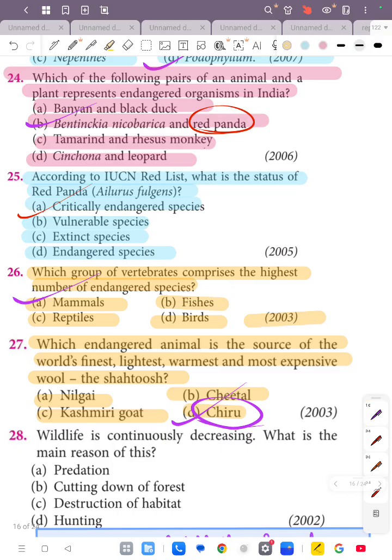Next question is, wildlife is continuously decreasing. What is the main reason for this? A. Predation. B. Cutting down of forest. C. Destruction of habitat. D. Hunting. Some of us might say cutting down of forest, some of us might say hunting. But let's just answer according to the textbook, where it clearly mentions that habitat loss and fragmentation is what is driving us to extinction. That is one of the major factors, right? So if we take that into consideration, option C becomes the correct answer.